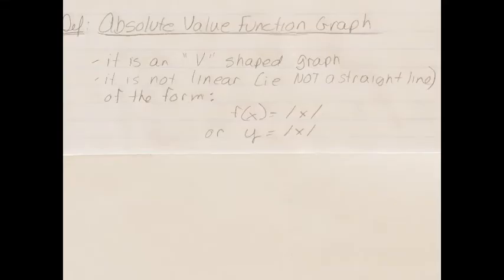In this video, we're going to be graphing absolute value functions. It is a V-shaped graph. It is not linear, meaning it is not a straight line from beginning to end. It is V-shaped. There are two forms that you could see: f of x equals the absolute value of x, or you may see it as y equals the absolute value of x. Understand that that is the basic form. From here you can expand on it and make this go left, right, up, down, flip it upside down as well. This is the basic form of the absolute value function.